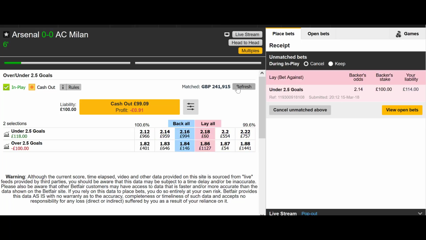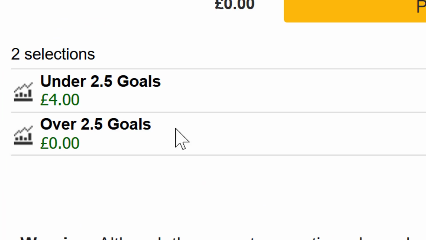Basically, one thing I would say if you are going to scalp the market is don't do what I'm doing right here. Do not use the Betfair interface for scalping. You're making life very, very hard for yourself. But as you can see there, we got matched, so we've got some profit there.